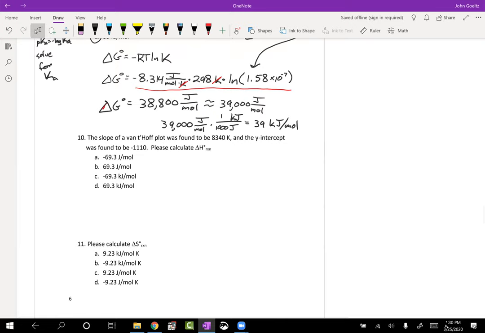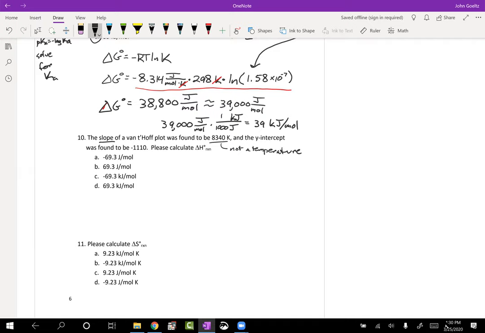Cool. Slope of a Van 't Hoff plot. The slope of a Dutch plot. I think I should rename this a Stroopwafel plot. It would be a lot tastier. The slope of a Van 't Hoff plot was found to be 8,340 Kelvin. Wait, that's a slope with units of Kelvin? I know, it's weird. It's not a temperature. It's just what the math happens to be. So at any rate, the slope is that number with those units, and the y-intercept is some number with no units. Okay, please calculate delta H of reaction.